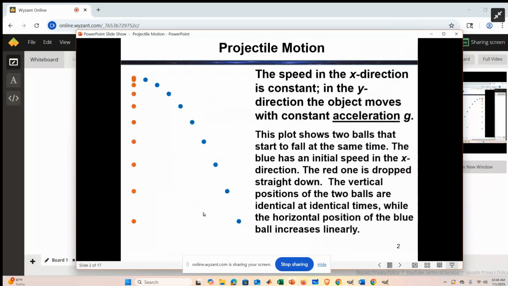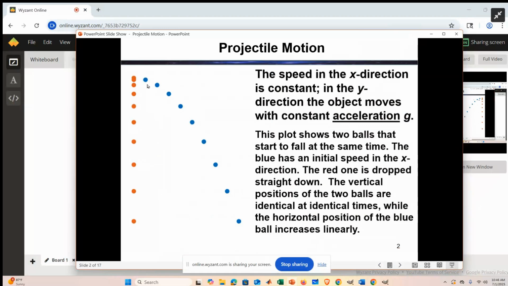So the first thing to be familiar with and comfortable with is what projectile motion is. This shows 2 balls, a blue ball and a red ball. The blue ball is being launched out to the side with some velocity, and the red ball is being released at the same time to fall down. And the thing you notice is that the ball that falls down and the ball that goes out to the side both fall downward at the same rate.